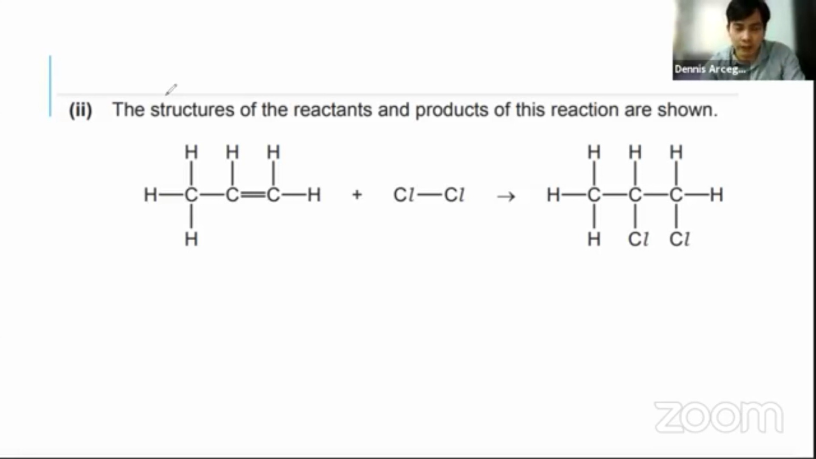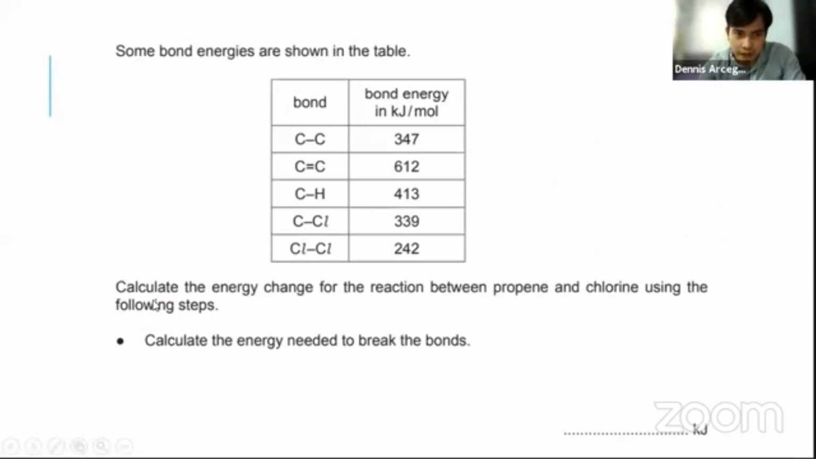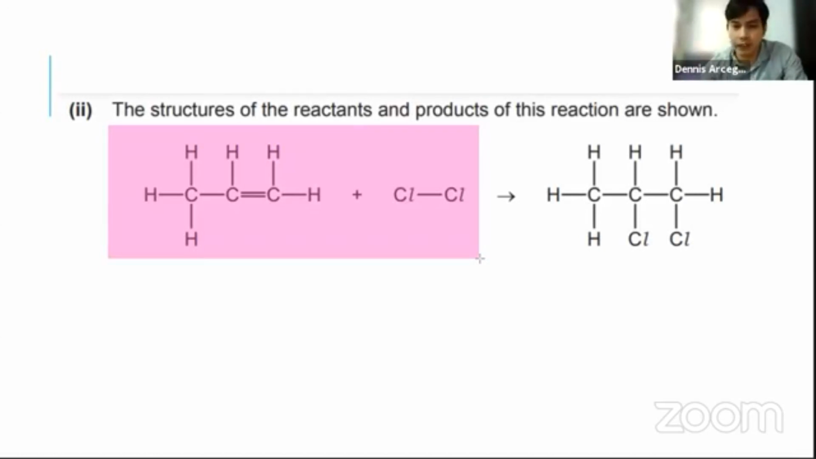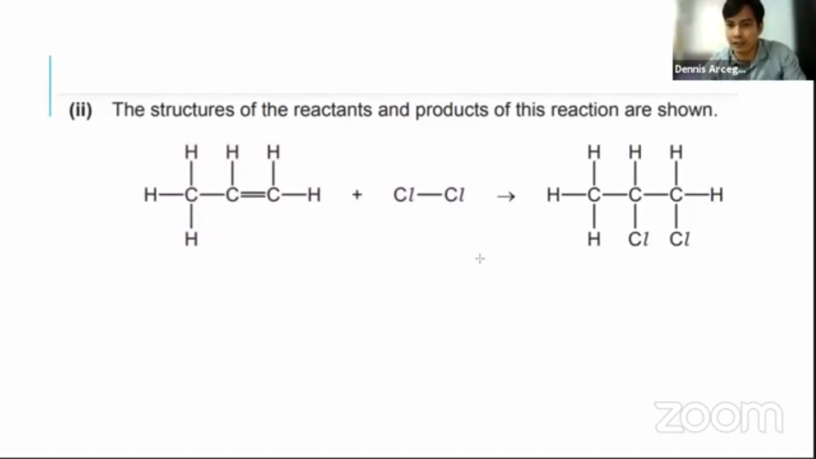Look at the first question. Some bond energies are shown in the table. Calculate the energy change for the reaction between propene and chlorine using the following steps. Calculate the energy needed to break bonds. Energy needed to break bonds, it is referring to the reactant. It's always the reactant first. But I'm going to show you to make it simple.